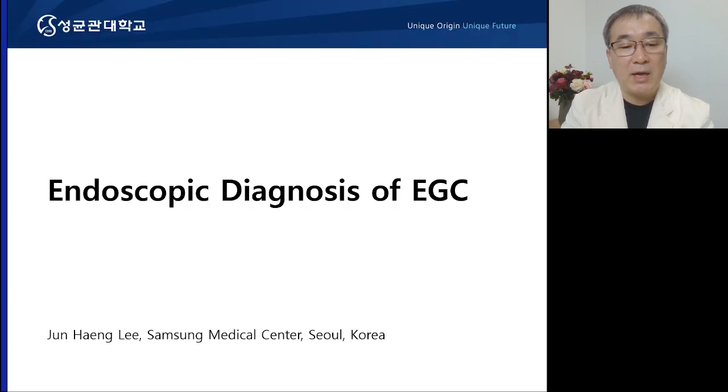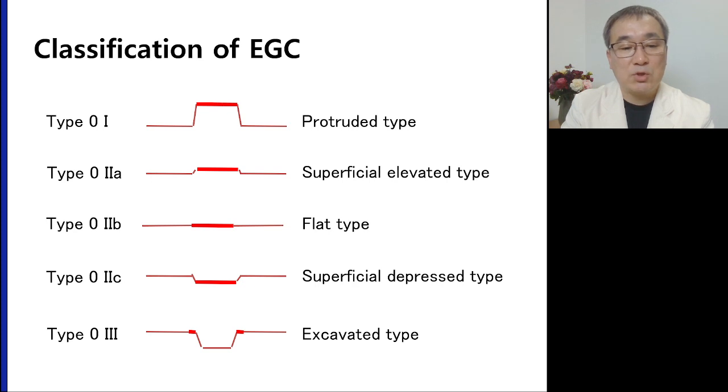First topic today is endoscopic diagnosis of early gastric cancer. Early gastric cancer is defined as a gastric cancer limited in the mucosa or submucosal layer, regardless of lymph node metastasis. It is classified as protruded, superficial, and excavated types. The superficial type is further divided into flat elevated type 2A, just flat 2B, and slightly depressed 2C type.